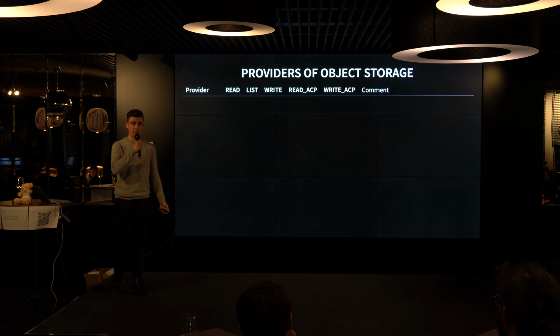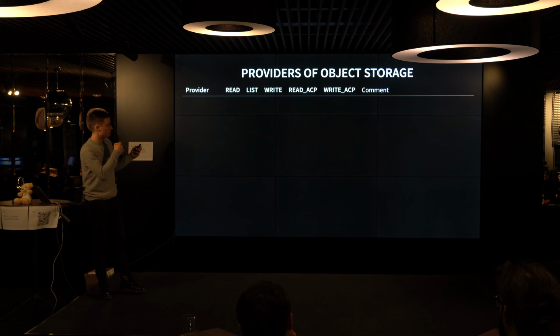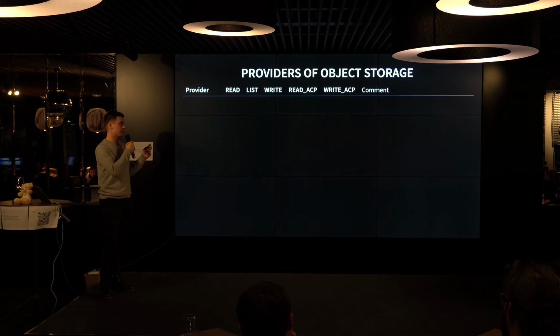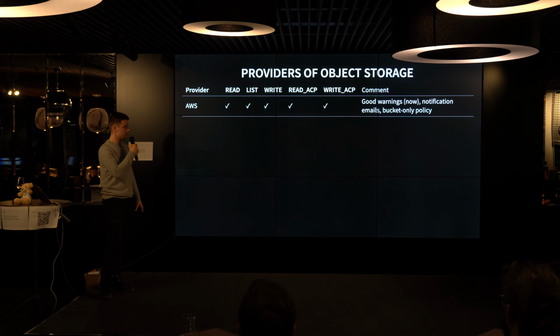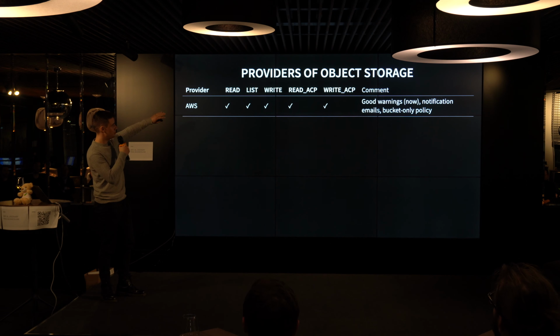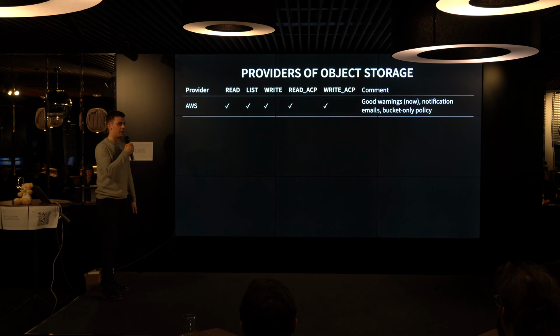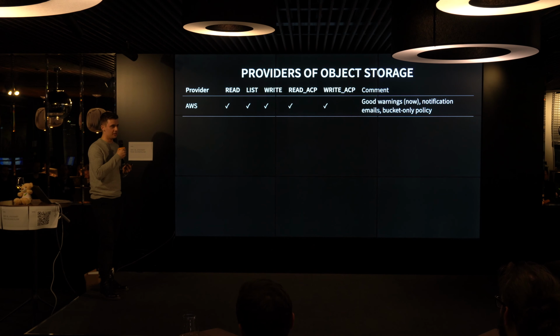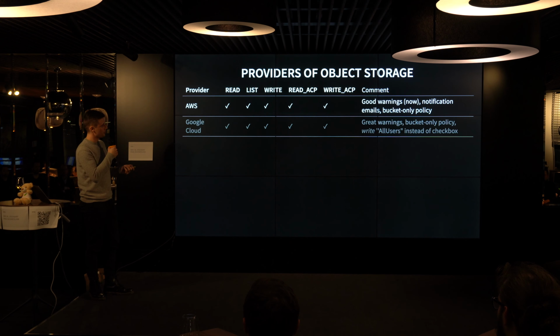And you can also check other providers. So let's check how others are working. AWS allows you to set publicly read permissions and write permissions. But now there are many, many measures which they took to prevent you from doing stupid things. It's not 100% effective, but it decreased the number of buckets in the wild a lot.